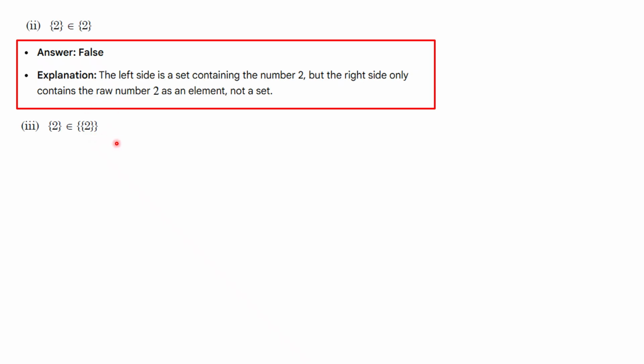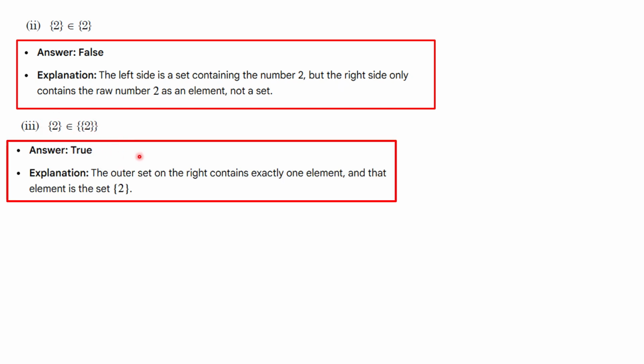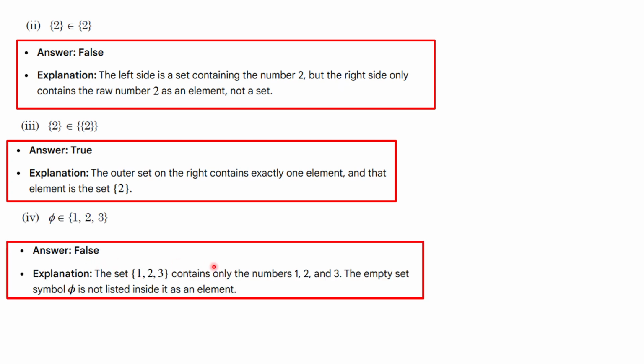Here, yes. See, this along with the braces 2, it is present in this set. So this is true. See the difference. Here, it is talking about this complete set that is not present here. It has only 2. Okay. Now ϕ belongs to 1, 2, 3. False. The set 1, 2, 3 contains only the numbers 1, 2 and 3. The empty set symbol is not listed inside it as an element. So it doesn't belong to this.